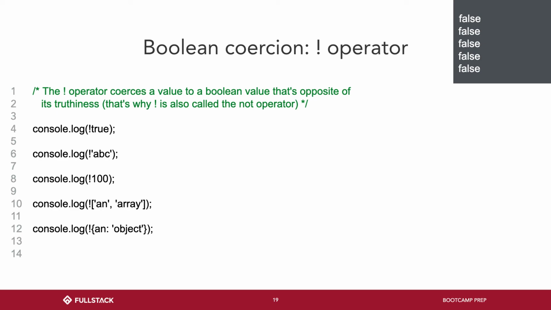So console.log, bang true, we get false, bang "ABC", bang 100, bang this array, bang this object. Opposite truthiness, so we get false, right? And it's coercing those values into true or false. Okay?